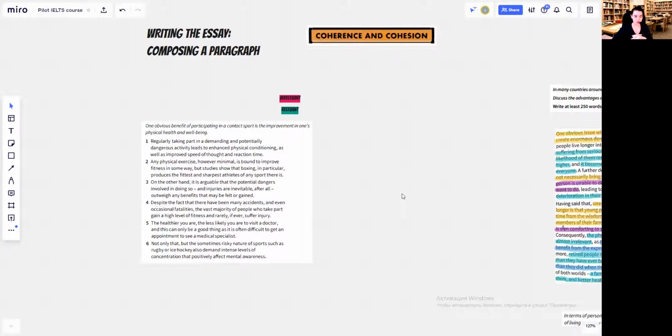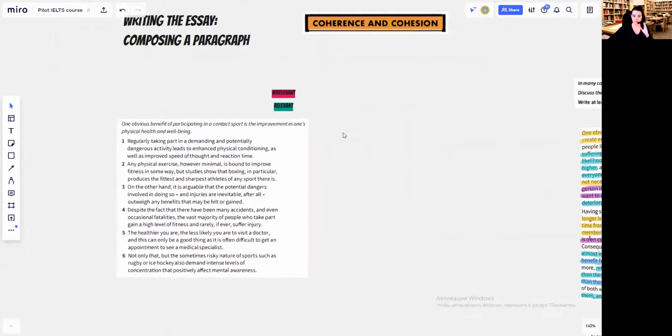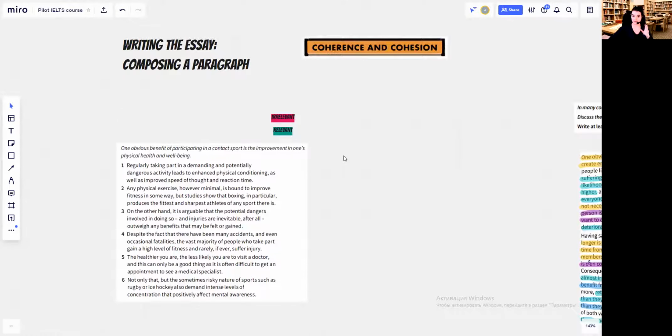Now, first we're going to look at some relevant and irrelevant ways of developing an idea. And this takes us back a little to the task achievement criterion, because even if your ideas are well connected, but some of them are irrelevant for the topic, task achievement is not going to be very high. So let's look at a topic sentence. Keep in mind, this is not the task, right? This is the first topic sentence of a paragraph within an essay.